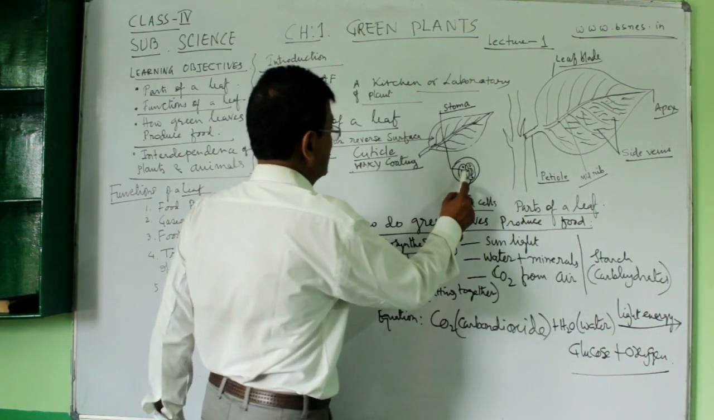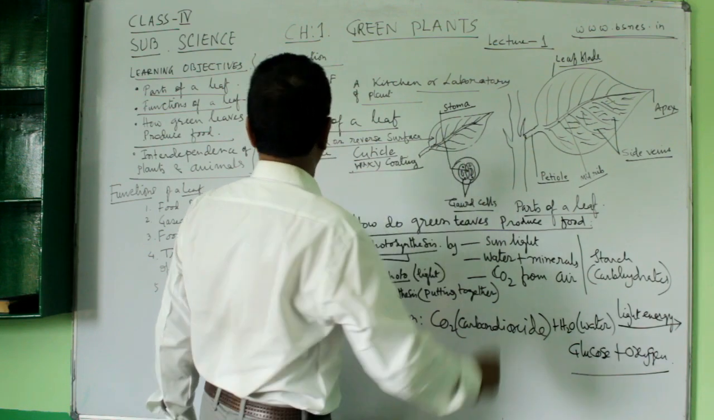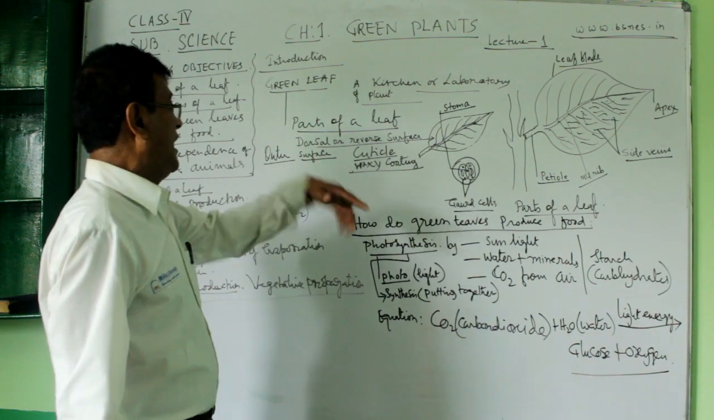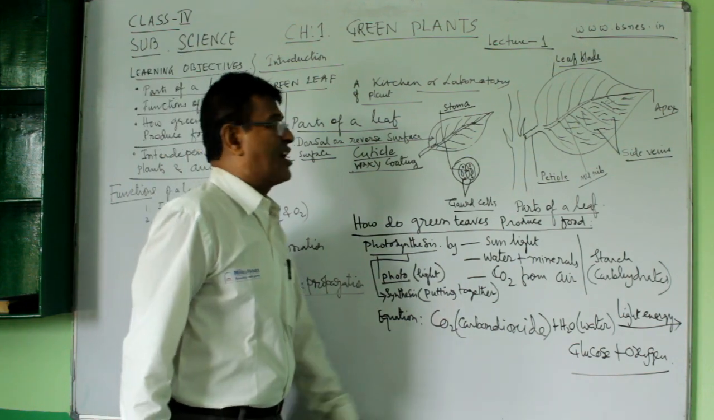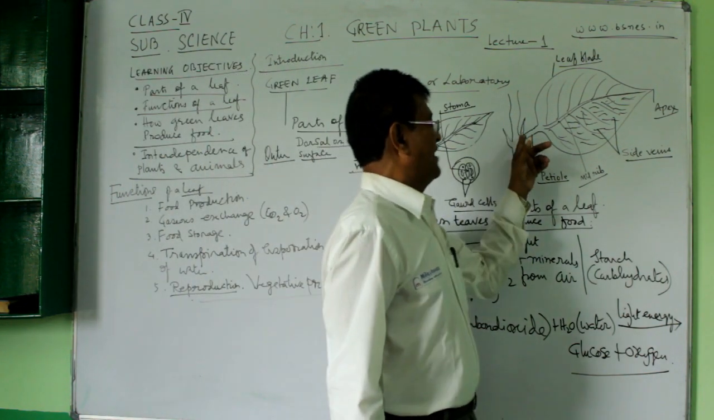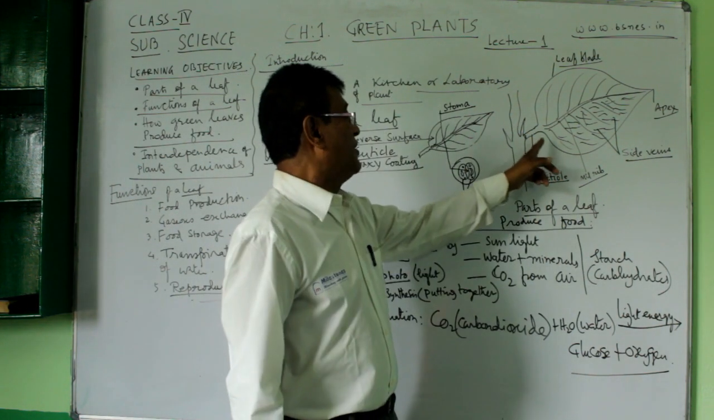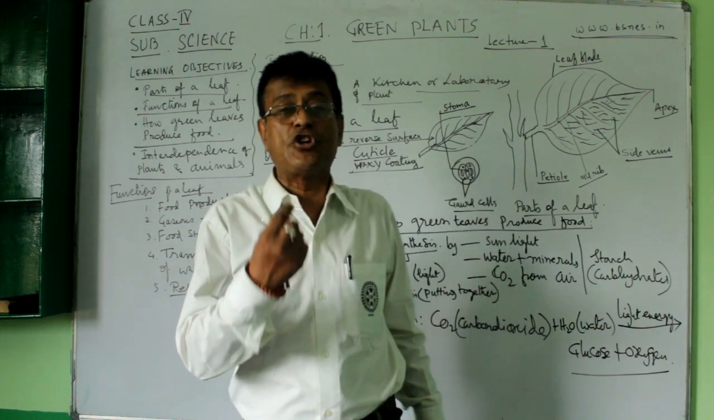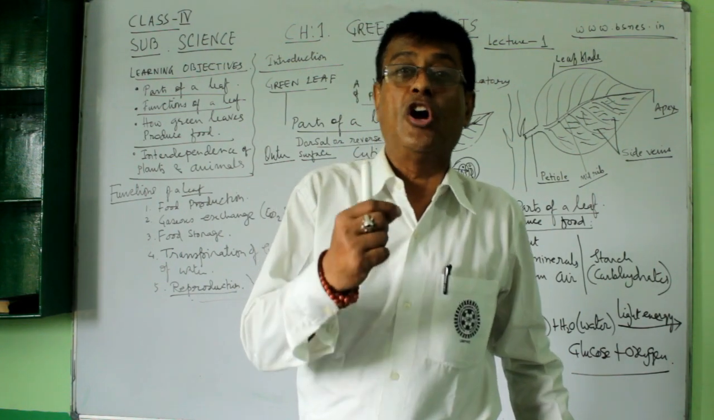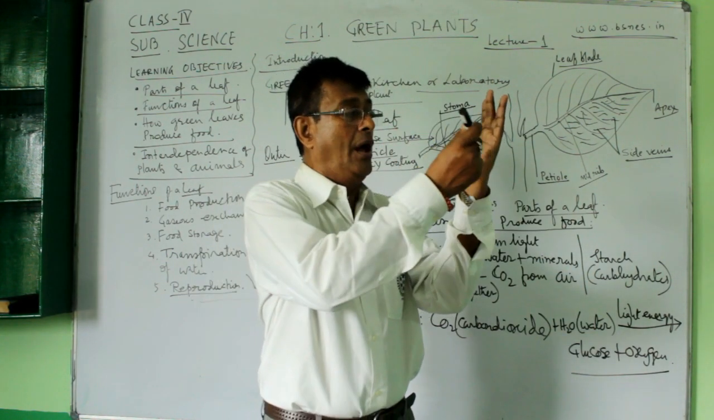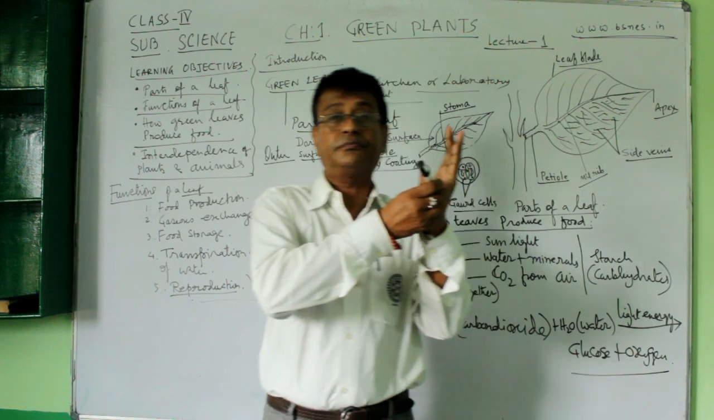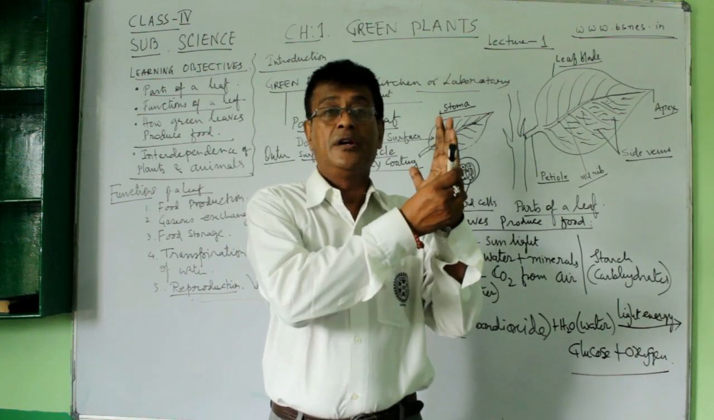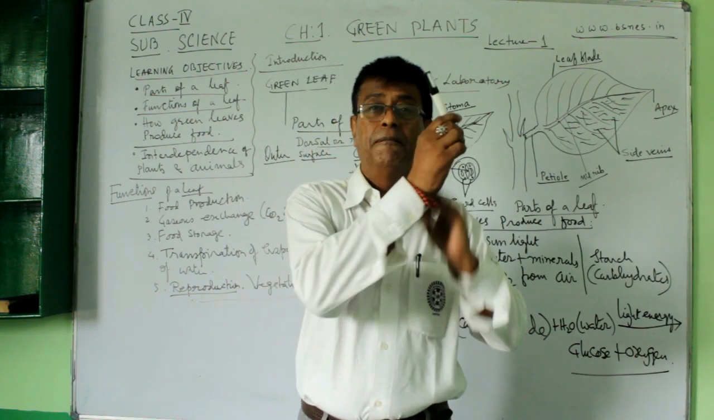So these are the guard cells which are present on the dorsal side. That means the other surface. And here is the structure of the leaf. A leaf is attached to the plant with a part which is known as the petiole or leaf stalk, which holds the leaf with the branches.